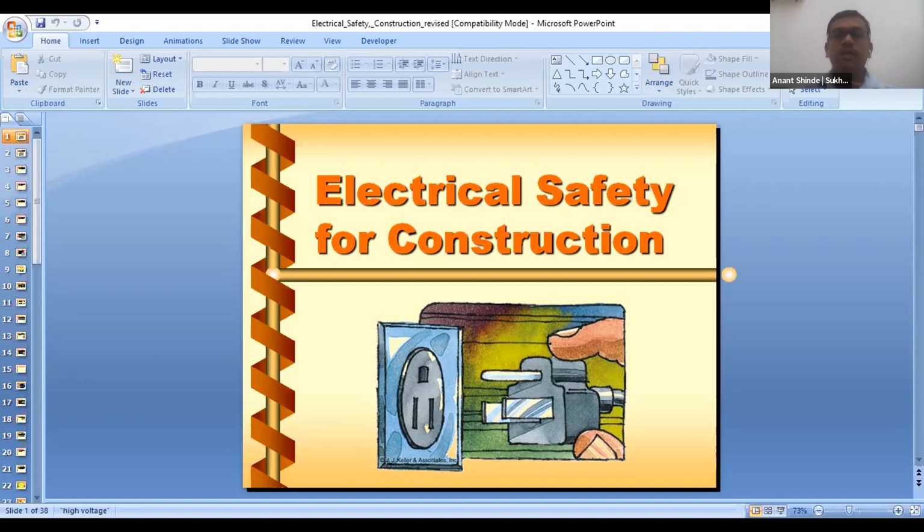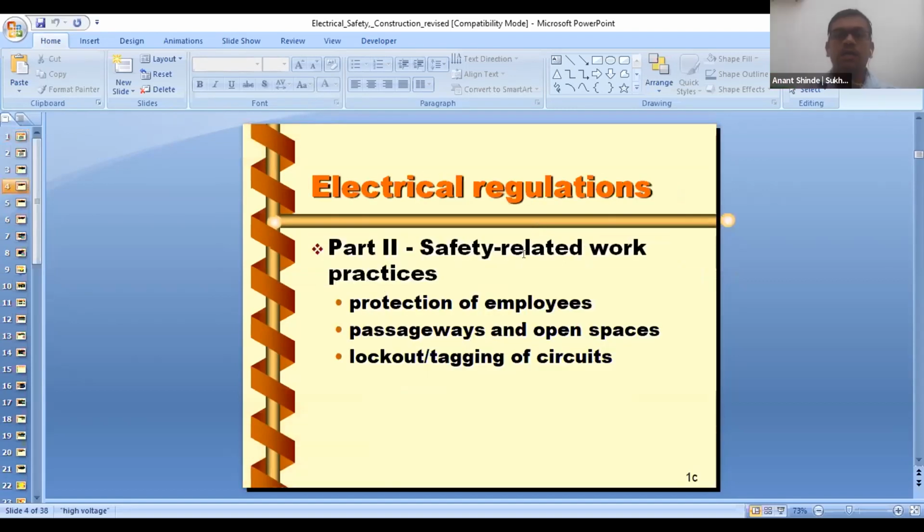The second part is safety-related work practices. First is the protection of employees, passageways and open spaces, and lockout and tagging cycle. The second part is the safety-related work practices.